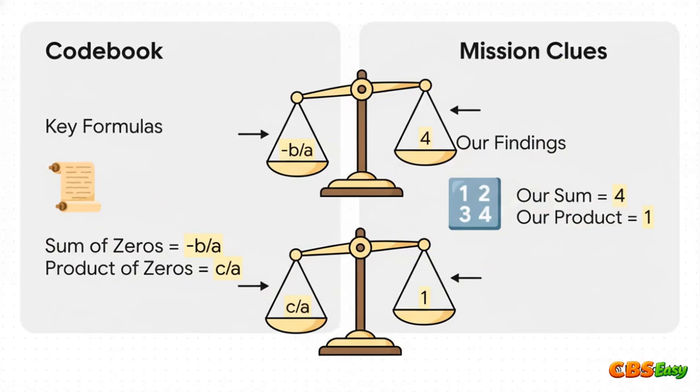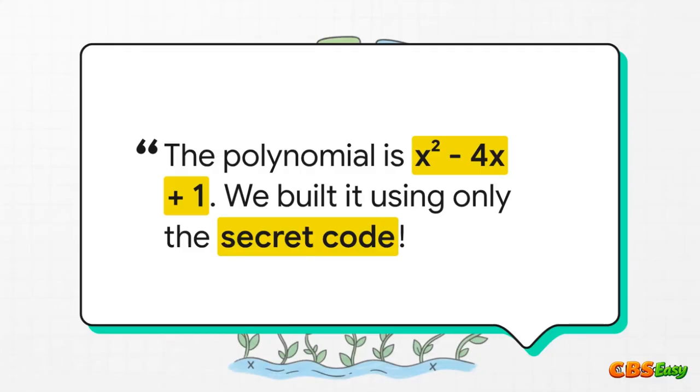Okay, so we just need to use our code, but kind of work backwards. We know the sum, which is 4, has to be equal to our little formula, -b over a. And we know the product, which is 1, has to equal its formula, c over a. All right, let's just make our lives easier and say a is 1. So if -b divided by 1 equals 4, then b has to be -4. And if c divided by 1 equals 1, well, then c has to be 1. We just plug those values, a equals 1, b equals -4, c equals 1, into the general form, and bam, there's our answer: x squared minus 4x plus 1. We literally just built that from scratch using only the secret code.